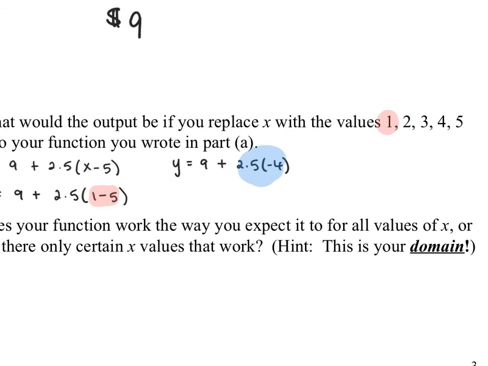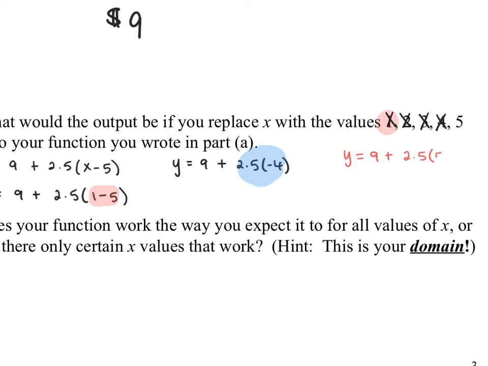This would also happen if the x value were the numbers 2, 3, or 4, because 2 minus 5, 3 minus 5, and 4 minus 5 are all negative, like it was here. And so that would affect the base price by making it go down. But we know that that doesn't make sense. So what this means is that my function isn't going to work for the values 1, 2, 3, and 4. Let's check 5. Imagine this number were 5. Actually, we don't have to imagine it. We can do it.